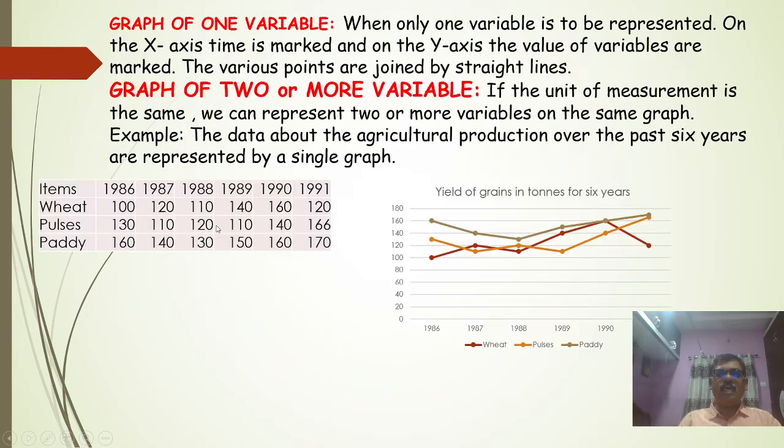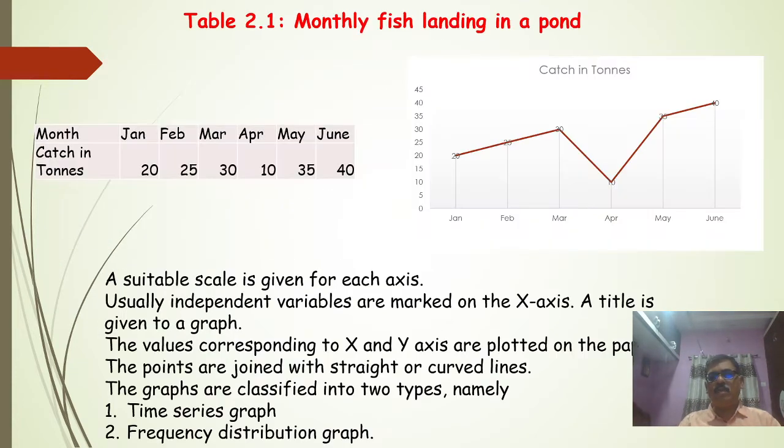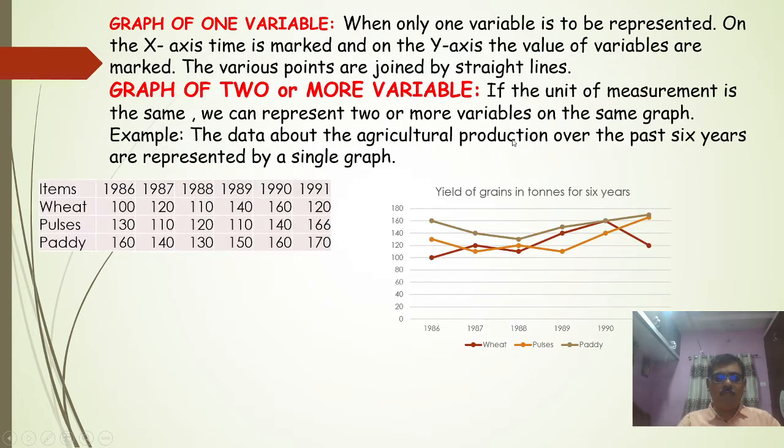These are the four types of the time series graph. First, we'll discuss the graph of one variable. When only one variable is represented, on the x-axis time is marked, and on the y-axis the values of the variable are marked. The various points are joined by a straight line, and that we call a graph of one variable. And this is the graph of one variable, monthly fish landing in a pond.